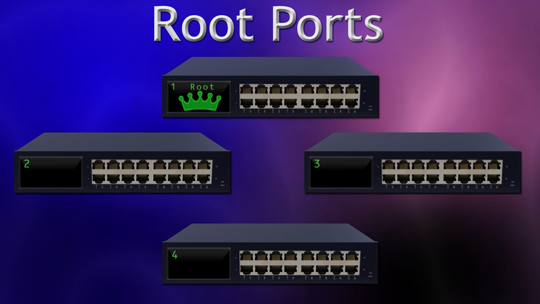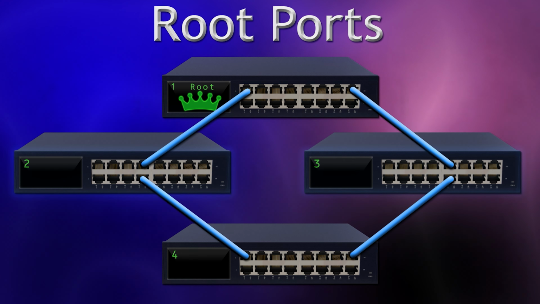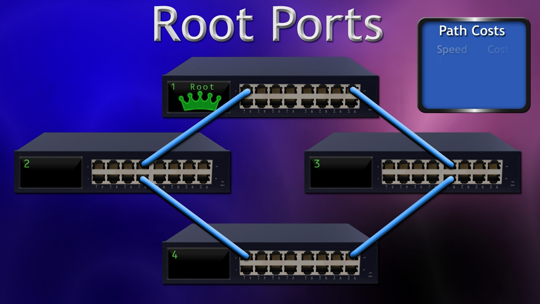Now that we elected a root bridge, each non-root switch has to select its root port, the port with the lowest total cost back to the root. Root bridges don't have root ports. After all, they are the root, so they have no path leading back to themselves. Here are the path costs for traditional spanning tree. Remember, these are a part of the BPDUs and are used in deciding root ports and designated ports too.